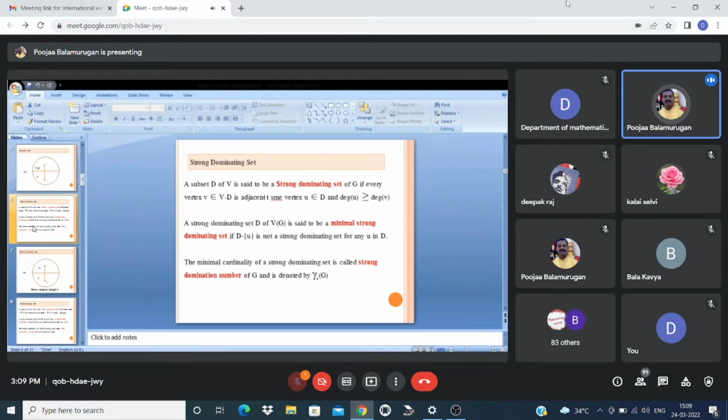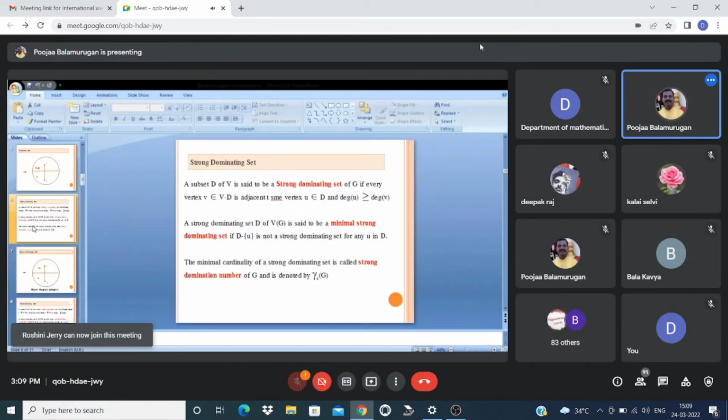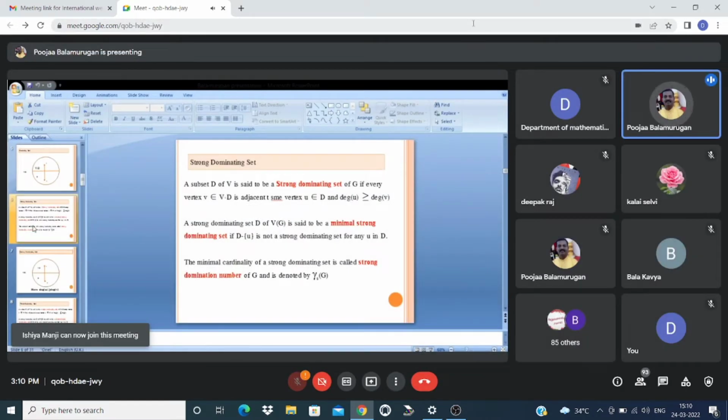You take one graph, suppose you take K1,n, a star graph. Suppose one point is u, and the remaining points are u1, u2, u3, and so on up to u(n-1). So the full vertex u is a strong dominating set, so the strong domination number of the star graph is only one.